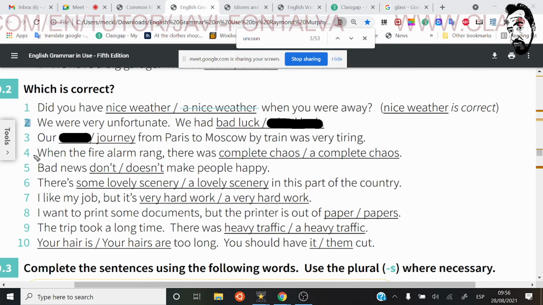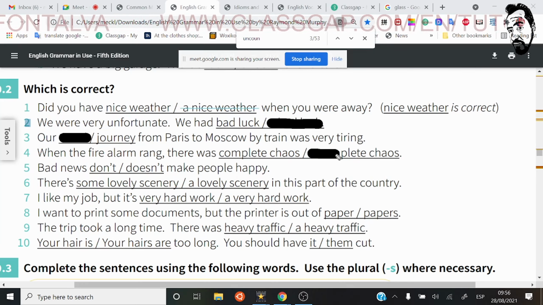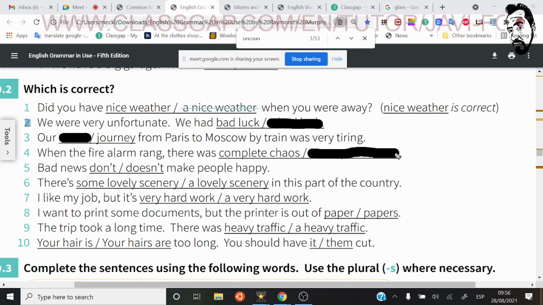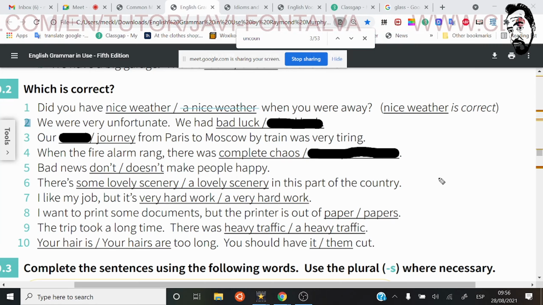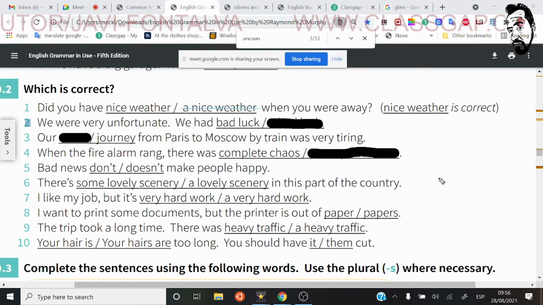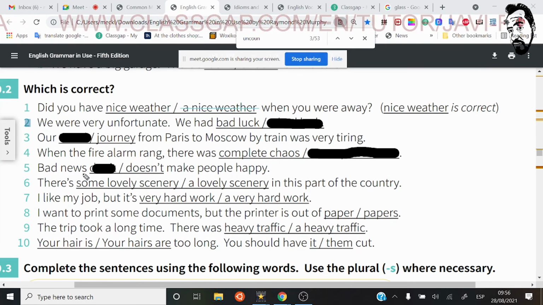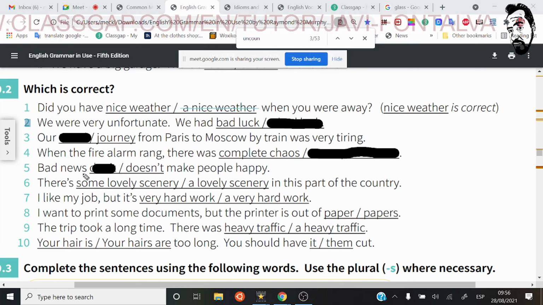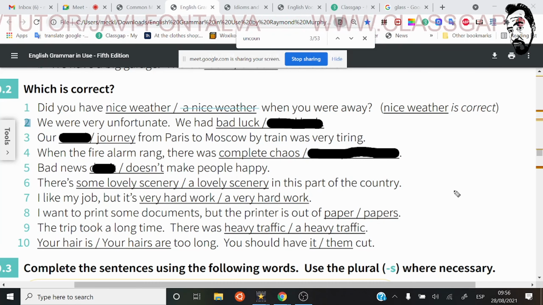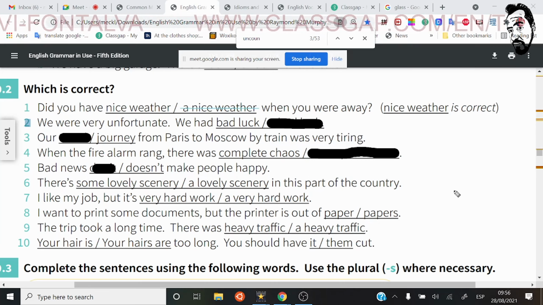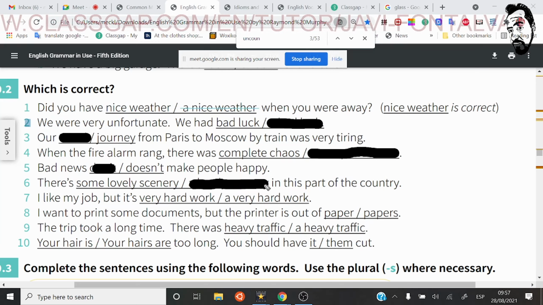Okay, number four. When the fire alarm rang, there was complete chaos. Complete chaos. Five. Bad news doesn't make people happy. Perfect. So remember, even though you see this S here, news is singular. It's uncountable. It cannot be plural. So bad news doesn't make people happy. Six. There is some lovely scenery in this part of the country.